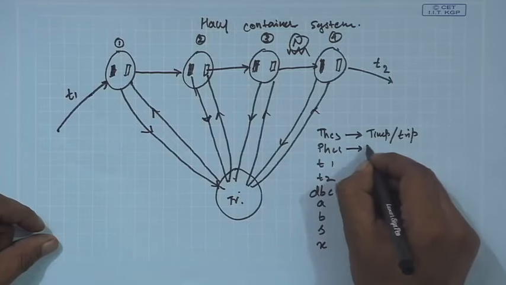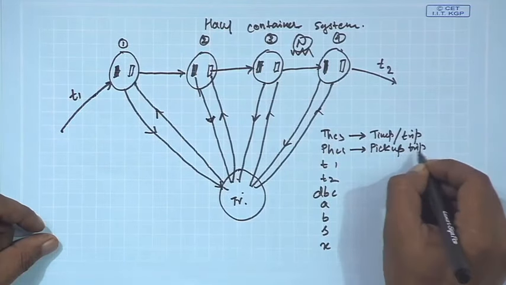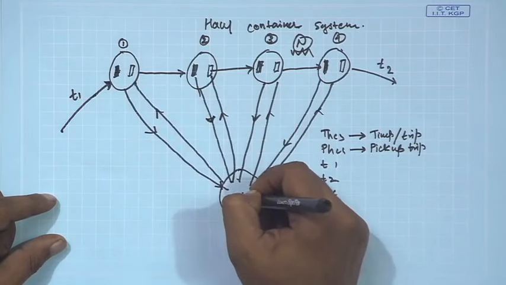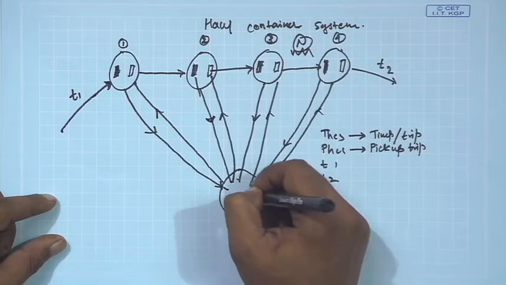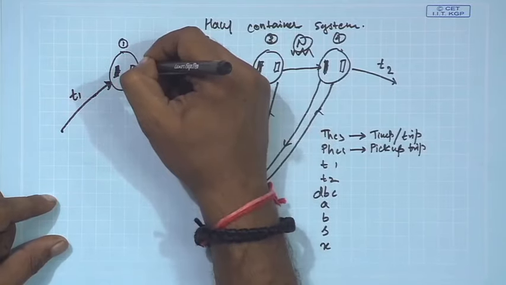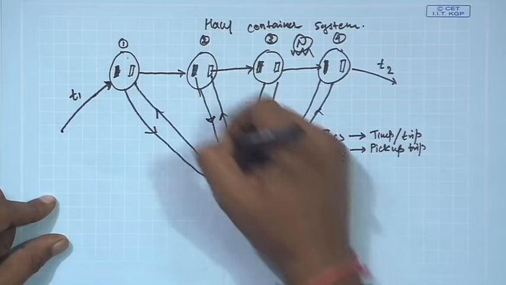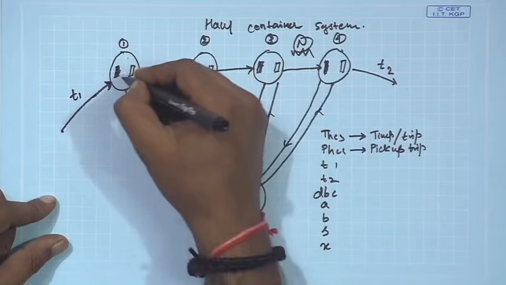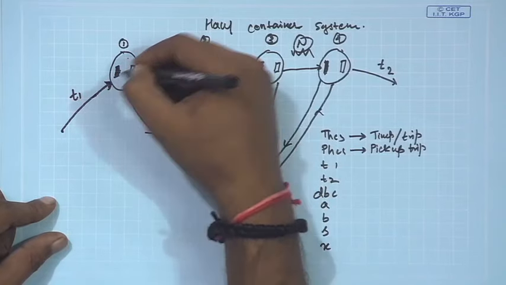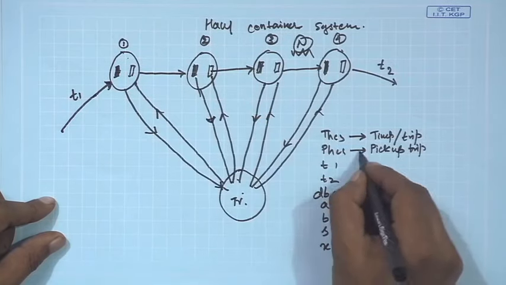This is pickup time. Per trip means it will carry this loaded container here, unload it here in the transfer station, and bring back that emptied container to station 1. Coming back and going, this entire thing will count as trip 1. That means emptying one container and bringing it back to its original location will be counted as one trip. This is now what would be the pickup time.